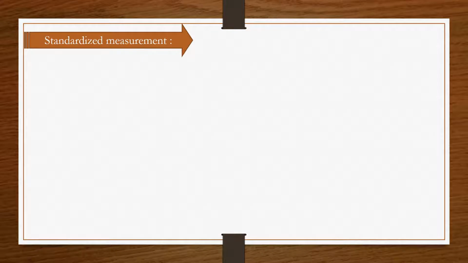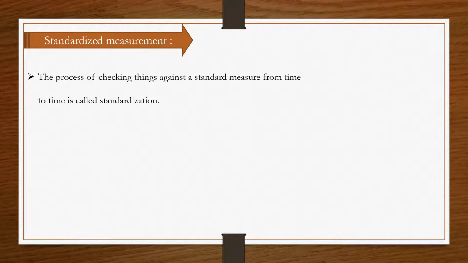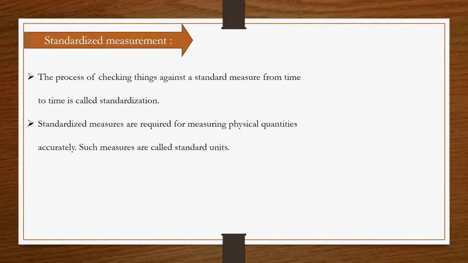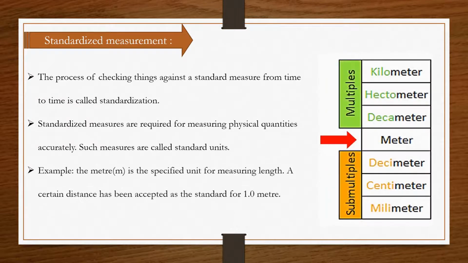Now, what are standardized measurements? The process of checking things against a standard measure from time to time is called standardization. And standardized measures are required for measuring physical quantities accurately, and such measures are called standard units. For example, the meter, which is written as m, is the specified unit for measuring length. A certain distance has been accepted as a standard for 1.0 meter.